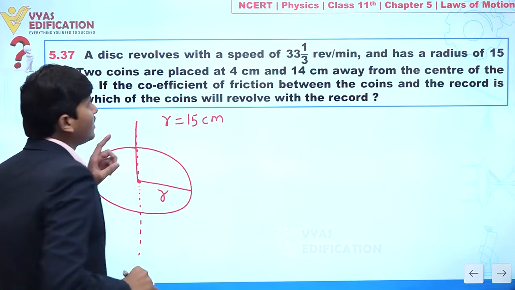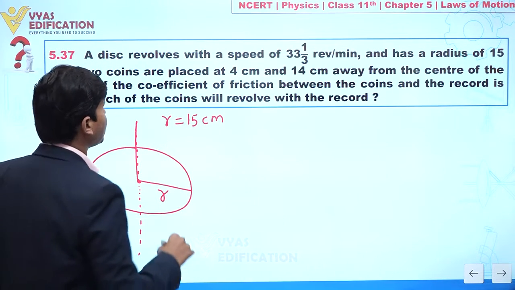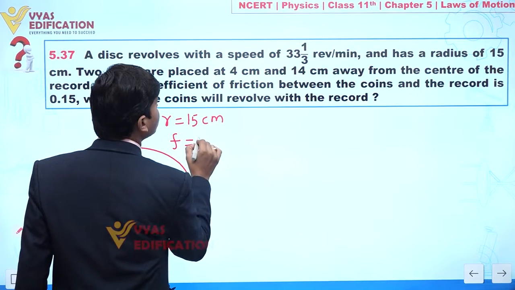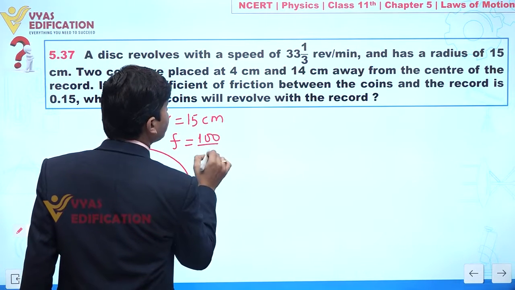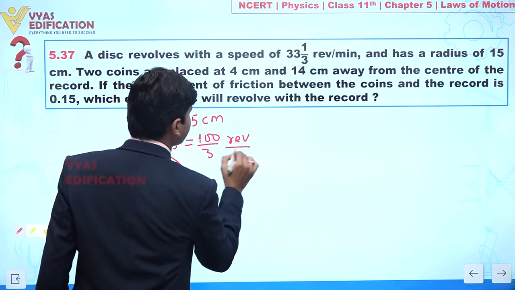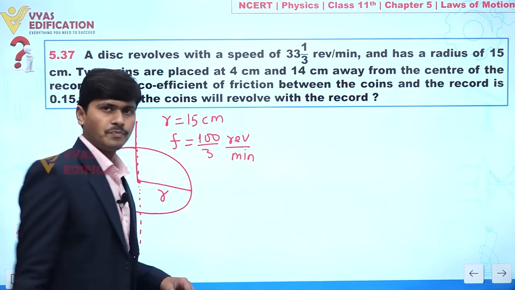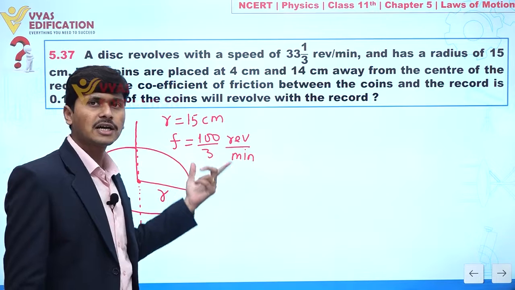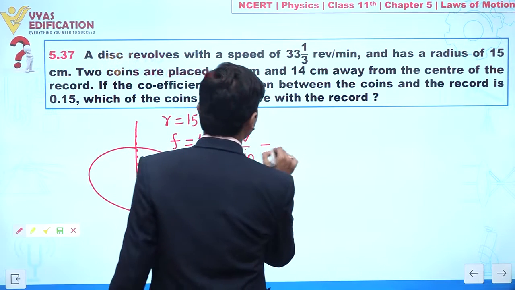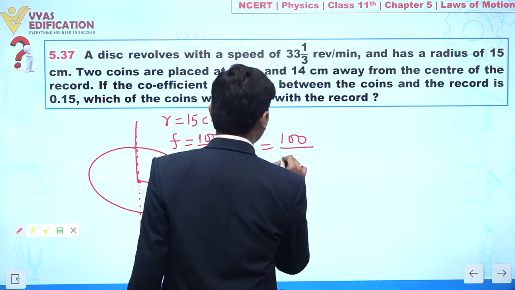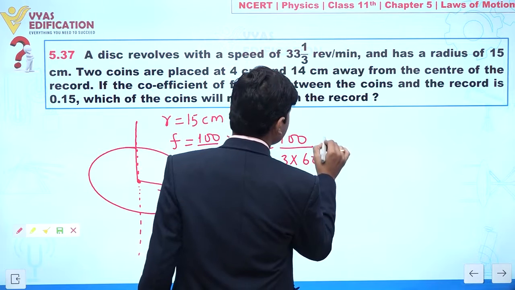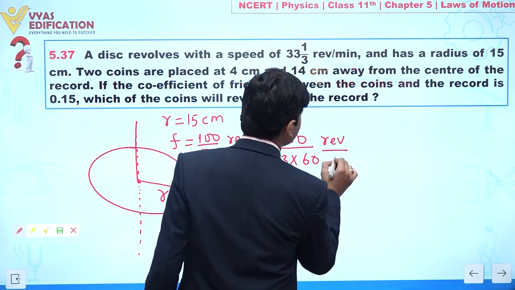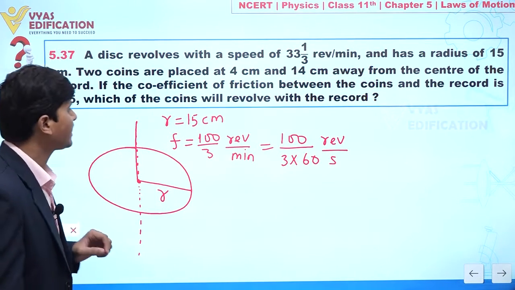It revolves with a speed, it means the frequency is given to you as 100 by 3 revolutions per minute. You can write 33 and 1 by 3 like this, 100 by 3 revolutions per minute, or we can also write 100 divided by 3 multiplied by 60, and this is revolutions per second.